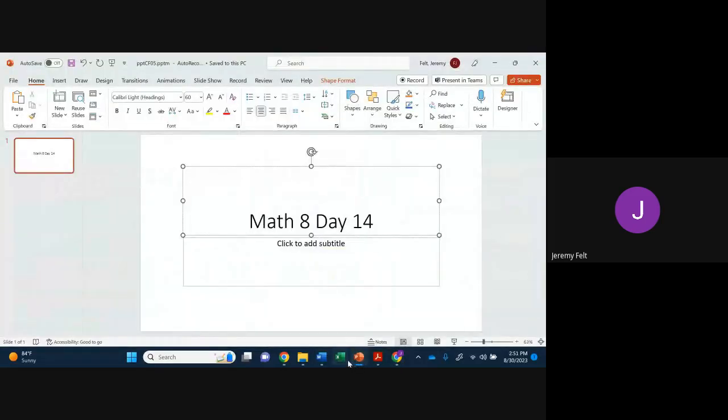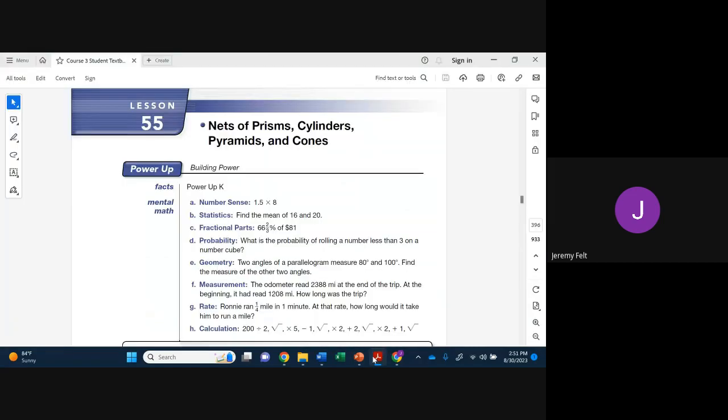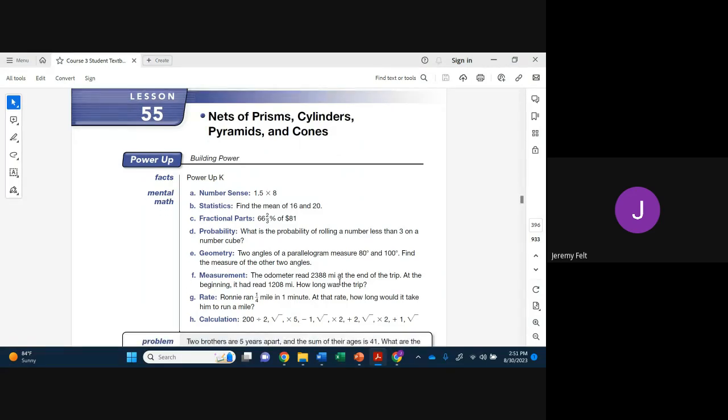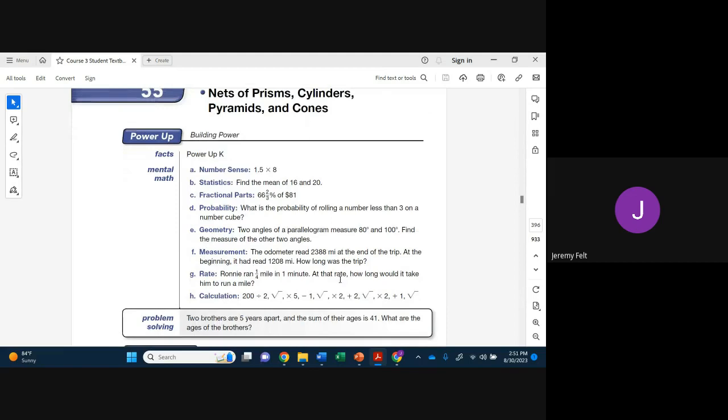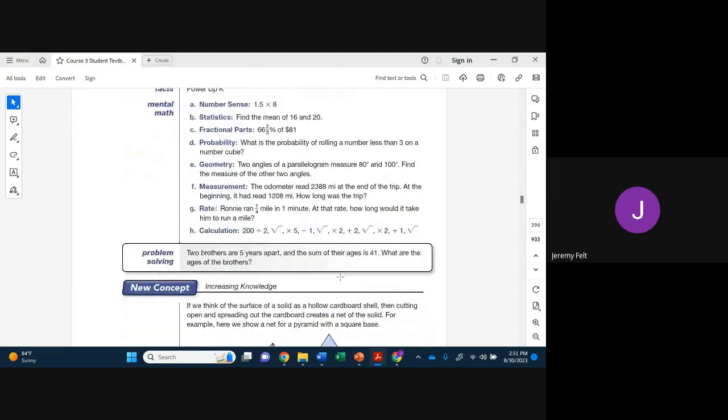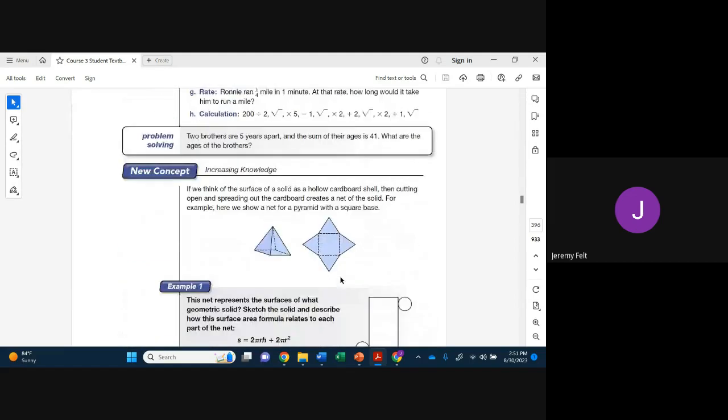All right, guys, today is day 14, and we're looking at two lessons today. So we're doing 55 and 56, nets of prisms, cylinders, and cones. There's a good video that goes along with this, and some of you guys are better at drawing these two-dimensional prisms and nets than I am.